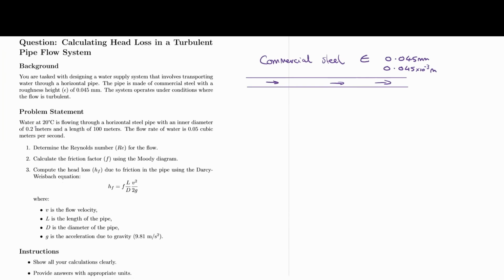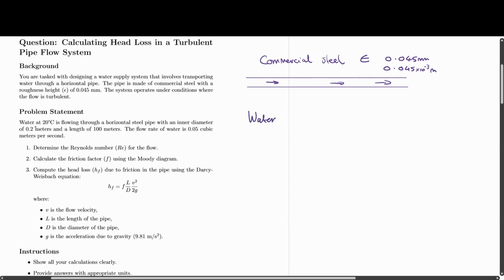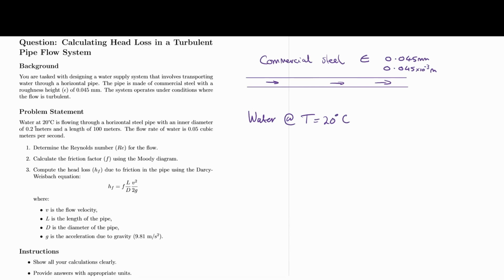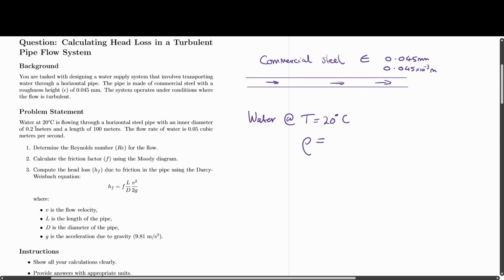We also have the water is at T equals 20 degrees C. That's important to note because of things like changes in density, and that's going to change your viscosity, which is going to affect your flow. So we're talking about normal water with a density of around 1,000 kilograms per meter cubed.